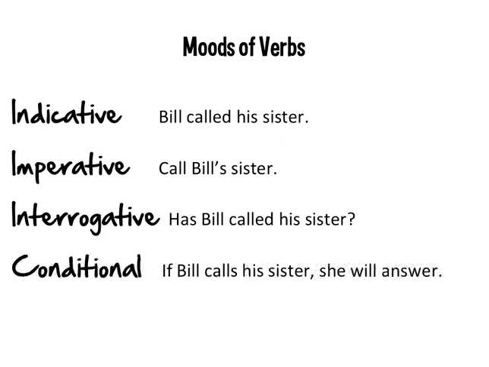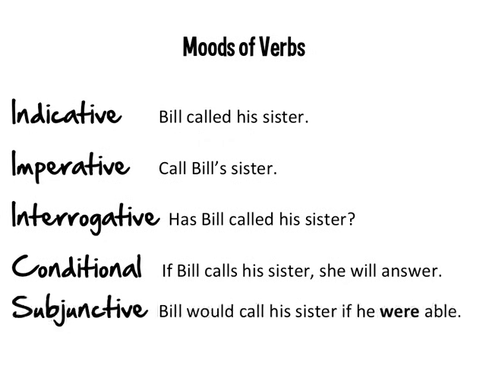We're going to move on to our conditional mood. If Bill calls his sister, she will answer. And will is a modal helping verb to modify answer, because this is something that's not going to happen for sure. It's only going to happen if something else happens before it. And then we move into our subjunctive. Bill would call his sister if he were able. So it's telling us clearly he's not able to through the construction. If he were able, that's how something else would have happened. It's the subjunctive, not something that's really happening. It's contrary to what's actually happening.